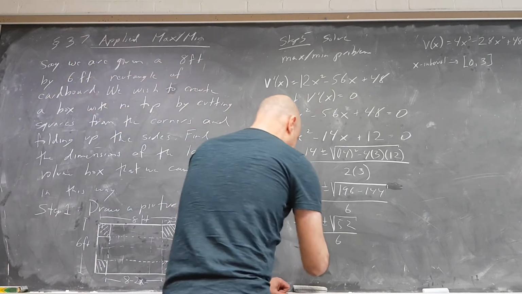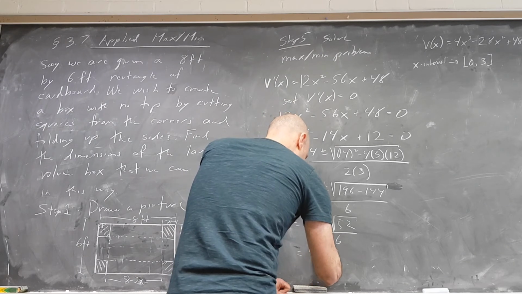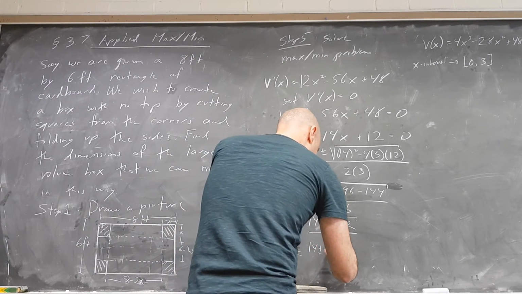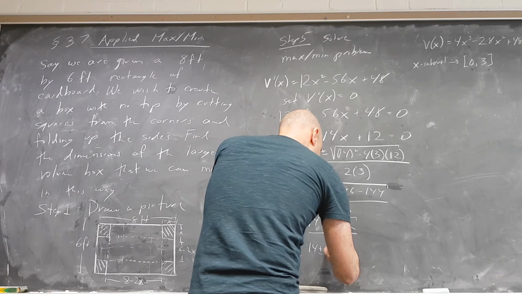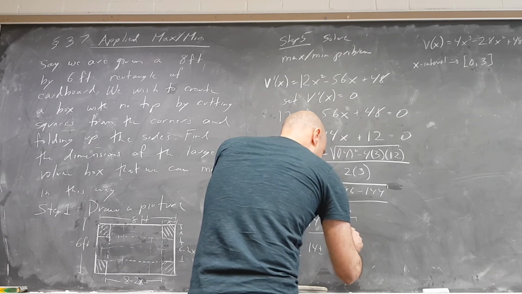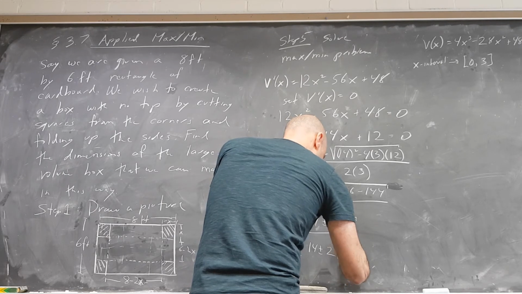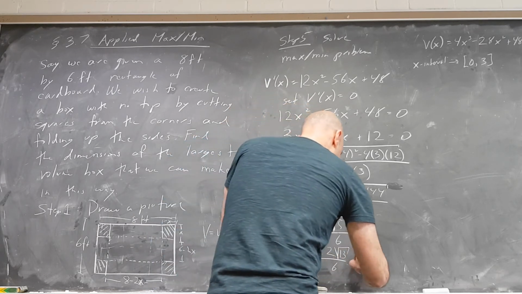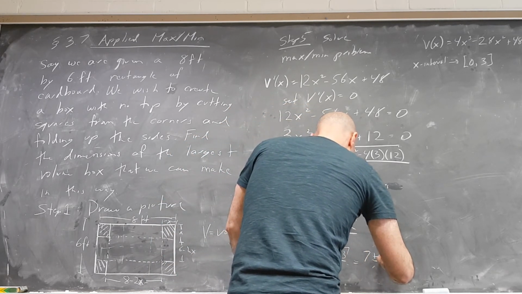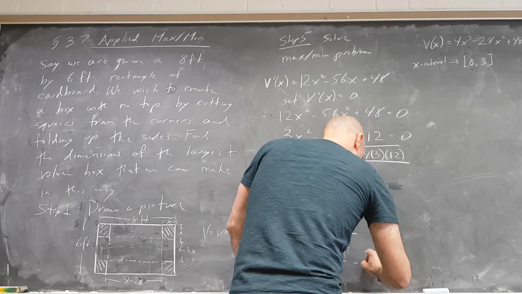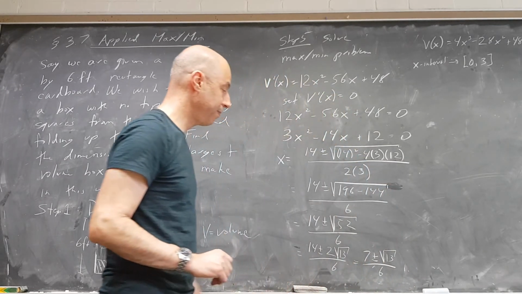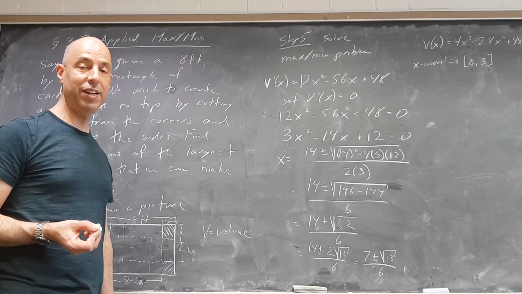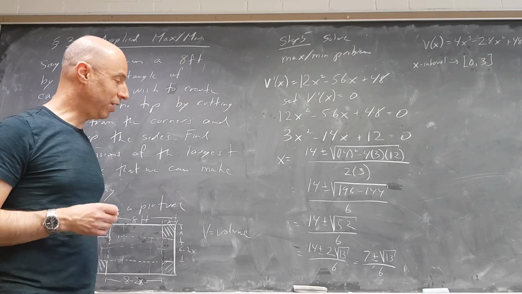So let's see, I guess we can simplify that just a little bit more. 14 plus or minus root 52. 52 is 4 times 13, so this is 2 root 13 all over 6, and we can simplify this a little bit more as 7 plus or minus root 13 over 6. Okay, those numbers aren't particularly nice. If you want decimal values, that might look nicer.